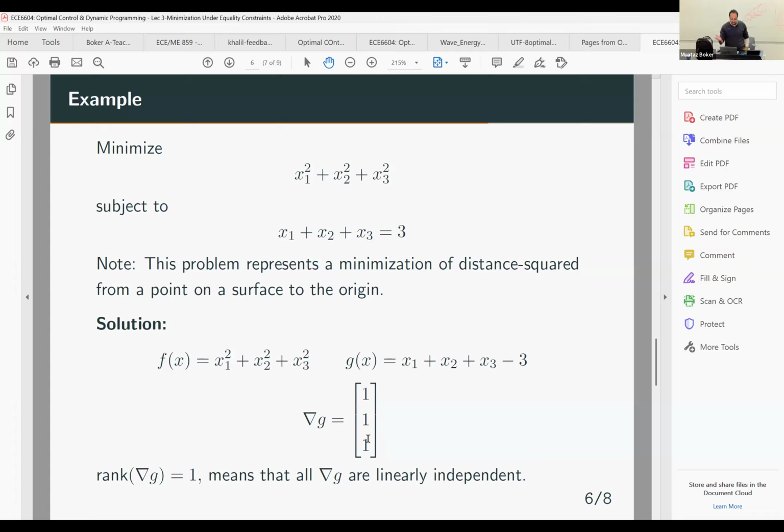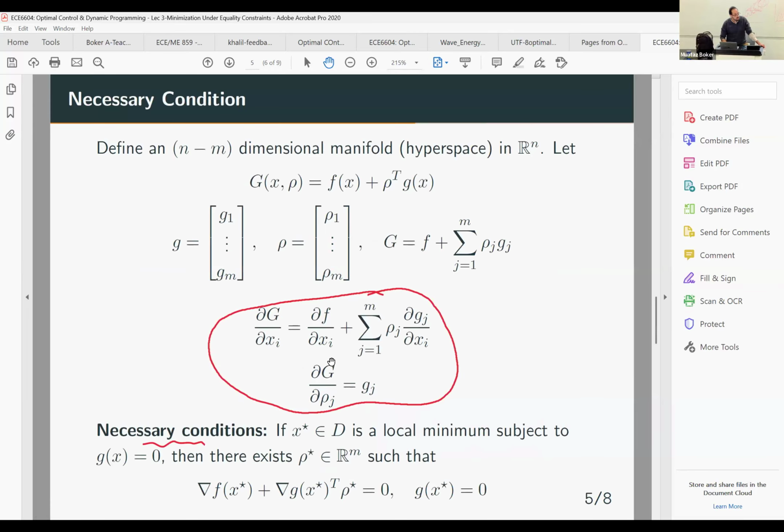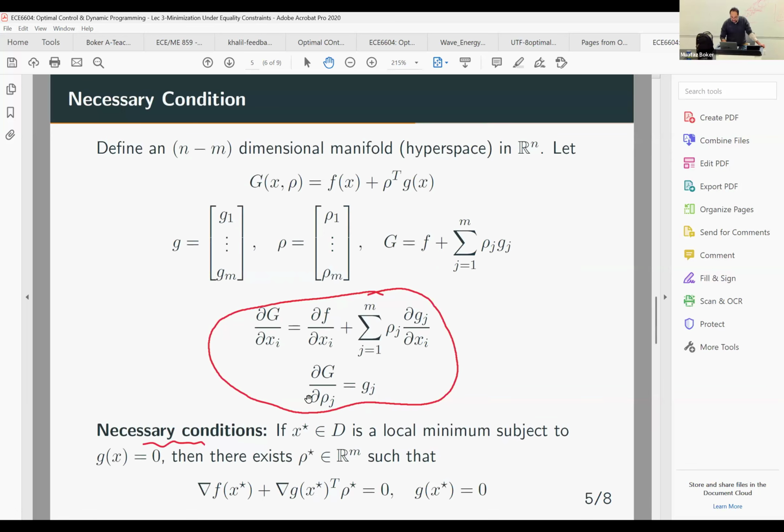So the rank is 1, which is equal to the number of constraints, so we are good. Now we go to these two conditions, which are needed to solve the minimization problem. The first condition is, in terms of, these two equations are the same. This is in the matrix form, this is in a component by component form.